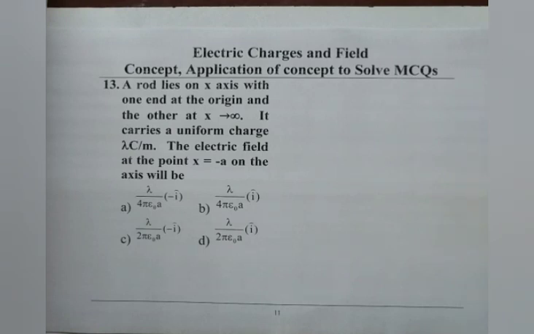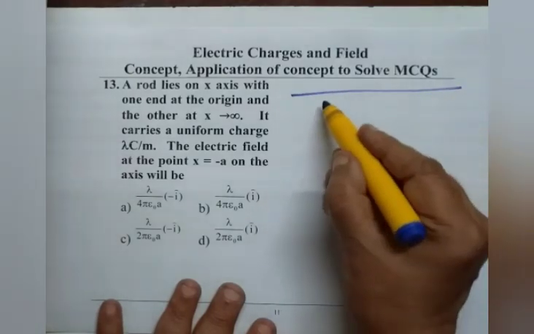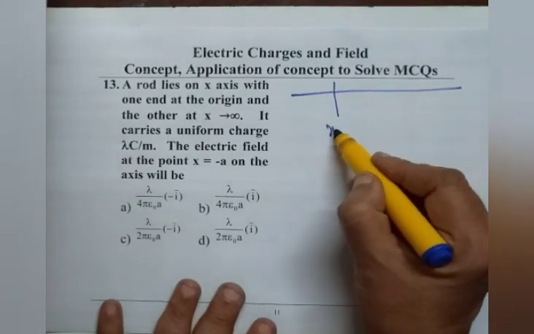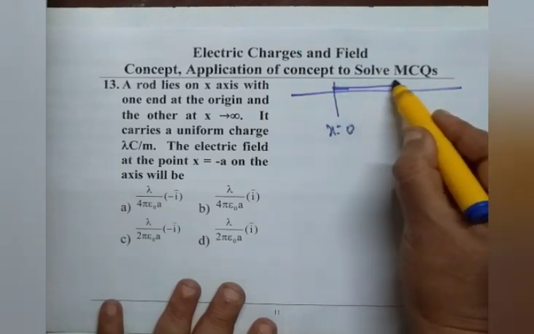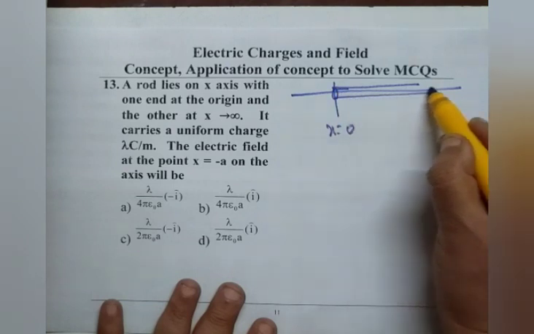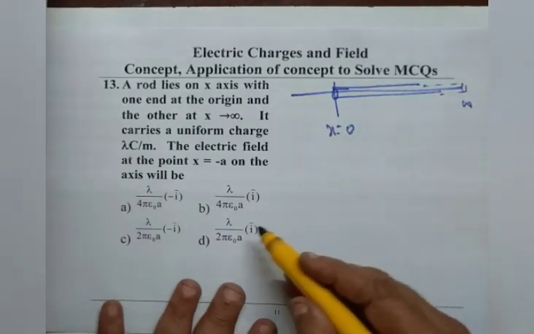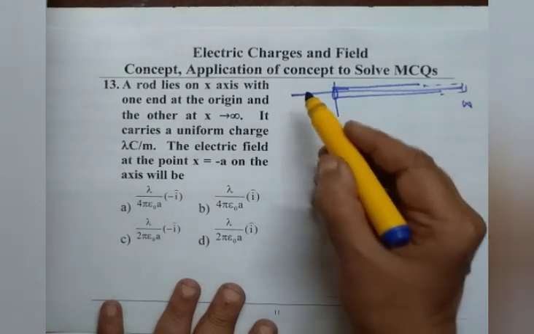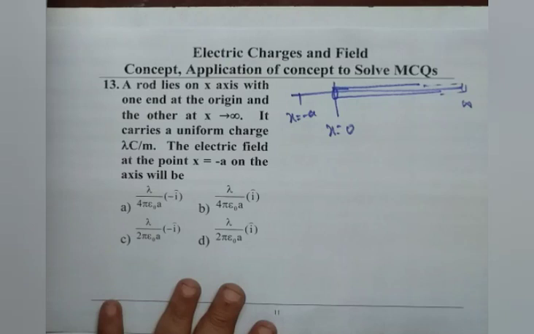Say this is a very peculiar question and we write the diagram first and then we think of how to solve. This is our x-axis. Say this is the origin, x equals 0, and a rod lies like this. It extends up to infinity. We write it as infinity. And we are asked to calculate the electric field at x equals minus a, somewhere on the negative side. So how to solve this problem?